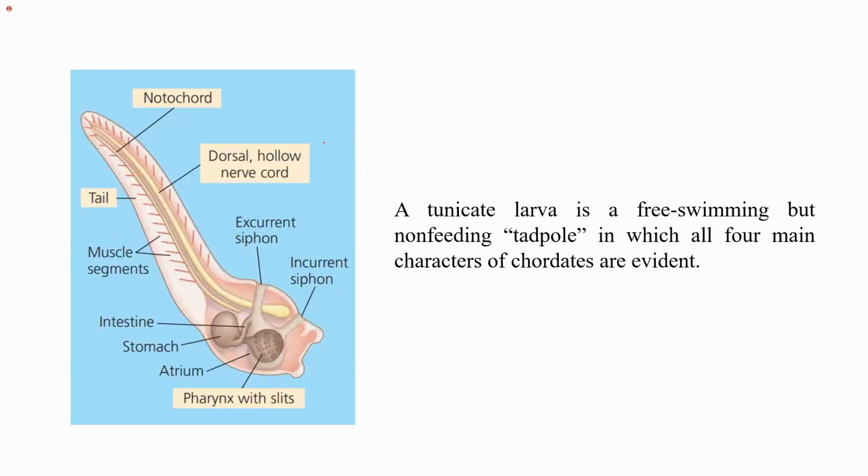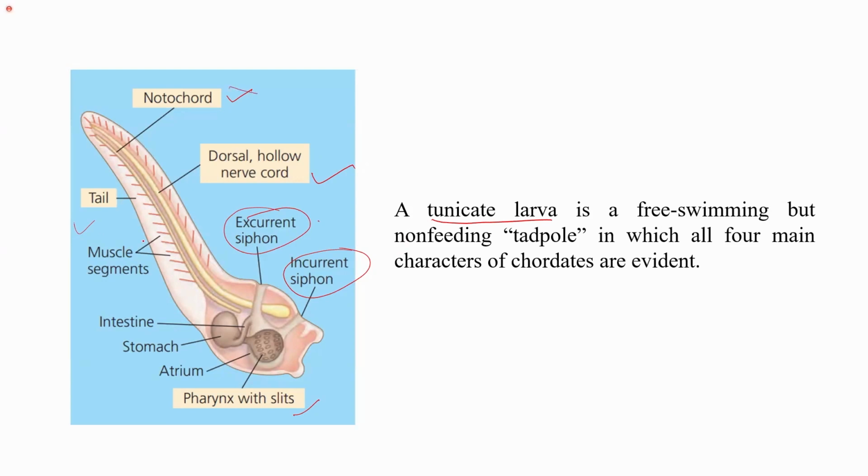So this is a tunicate larva. The larva of this tunicate is a free swimming but non-feeding tadpole in which all the four main characteristics, like you can see here, are highlighted. Notochord is present, and they have a dorsal hollow nerve cord. They have pharyngeal gill slits. They have a tail. The remaining structures like incurrent siphon, excurrent siphon are also present in adults, but adults do not have notochord or tail.